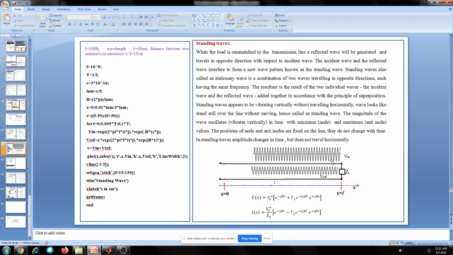Okay, the incident wave is represented by this term, e to the power minus j beta x, with amplitude equal to 1 here. And the next term is representing the reflected wave. So this is the reflected wave here, and the phase and amplitude of that reflected wave depend upon tau l and the length of the line.